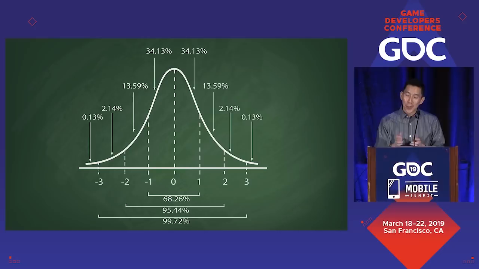There are two important properties of the bell curve. So first, most people fall very close to the average. About 68% of the population falls within one standard deviation of the average. That's a little over 2/3 of the population. And very few people fall in the extremes. Only about 5% of the population falls more than two standard deviations away from the norm.